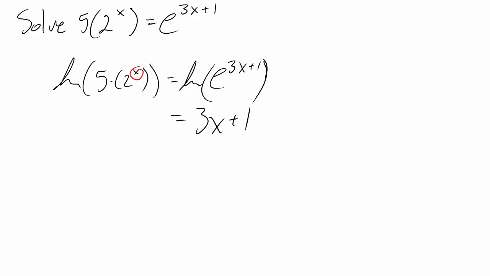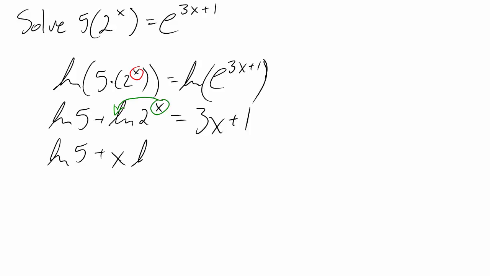So we have a multiplication happening between the 5 and the 2 to the x. So we're going to separate these into 2 logs. So we have natural log 5 plus natural log of 2 to the x. Once that separation is done, now it is totally okay for us to move that x in front of that natural log of 2. So we have natural log 5 plus x natural log 2 to equal 3x plus 1.